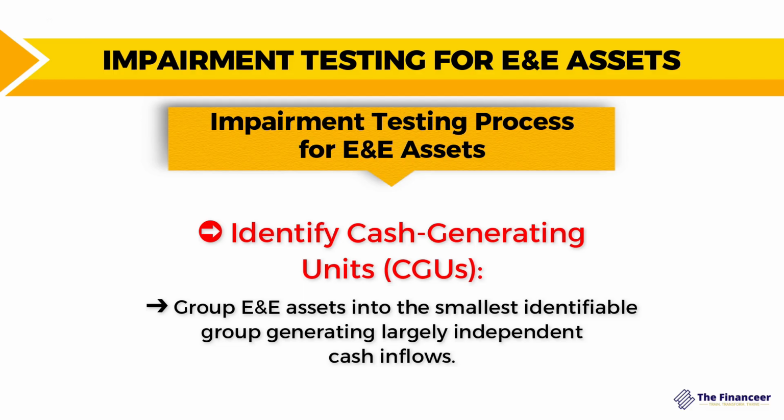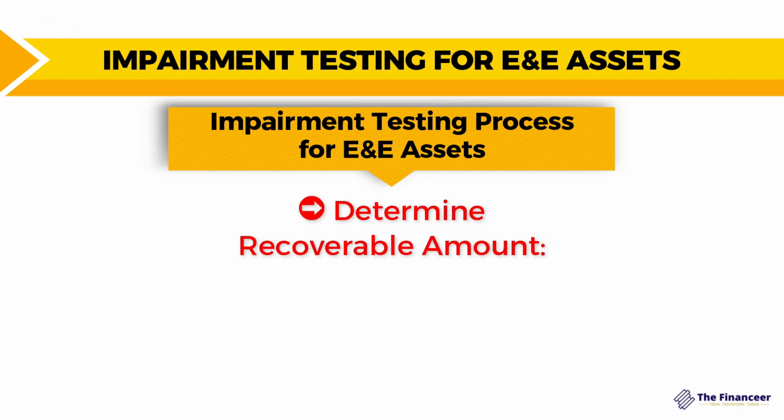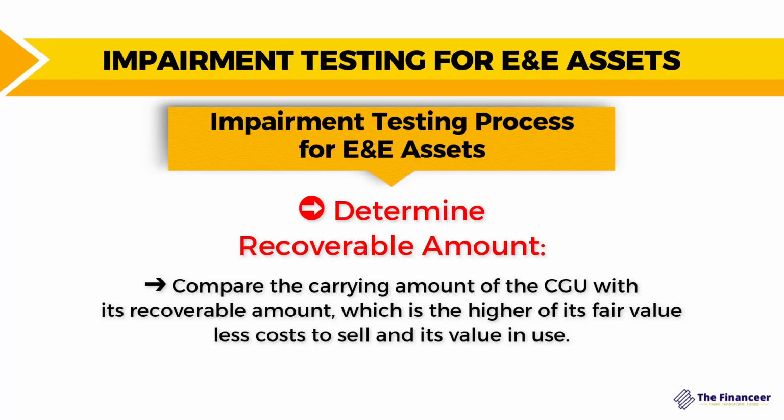Step number 2 related to impairment testing is to determine the recoverable amount. We need to compare the carrying amount of the cash-generating unit with the recoverable amount. The recoverable amount here, as per IAS 36, is the higher of its fair value less cost to sell and its value in use. So we need to calculate firstly the fair value less cost to sell and the value in use, and the higher of these two values will be considered the recoverable amount that will be compared later with the carrying amount.